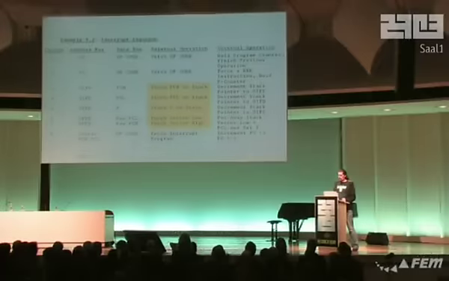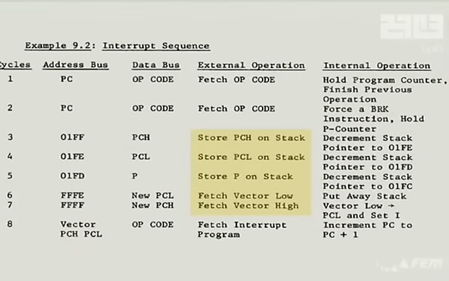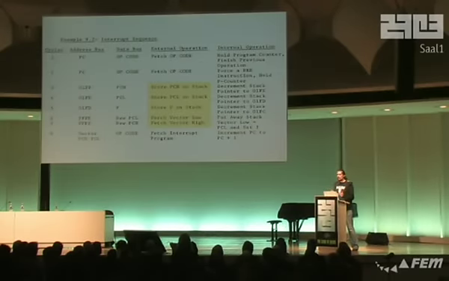And so this is the code again, so there's two fetches. There's the store of the PCH, store of PCL, store of P, fetching of the vector low, fetching of the vector high, and then the fetch of the new instruction. Now the question is, how can this be done for an interrupt? For a break instruction, that's easy because it's an instruction. It gets sequenced by the PLA ROM. But how do you do that about an interrupt?